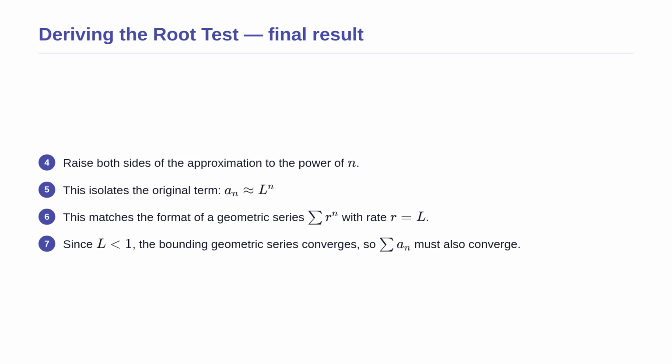Because we assumed L is a number less than 1, we have a geometric series with a multiplier smaller than 1, which always converges. Therefore, our original series must also converge, proving why the number 1 is the critical boundary.